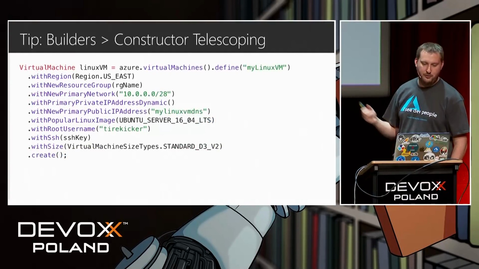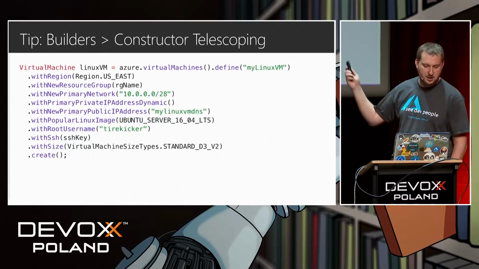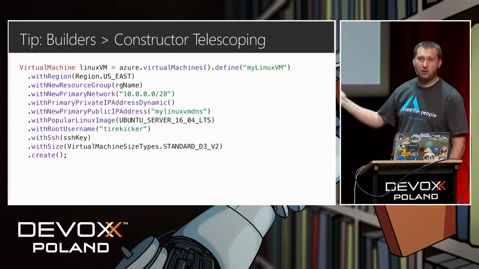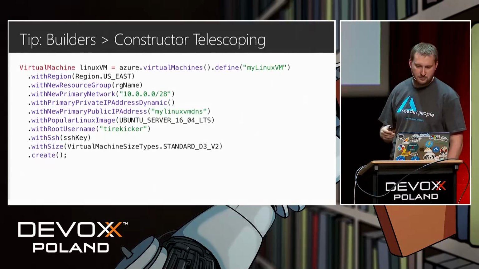So this is an example from the Azure APIs. Let's just create a new virtual machine, and it's just this Fluent API, and at the end we say .create, and we end up with a virtual machine created in Azure.